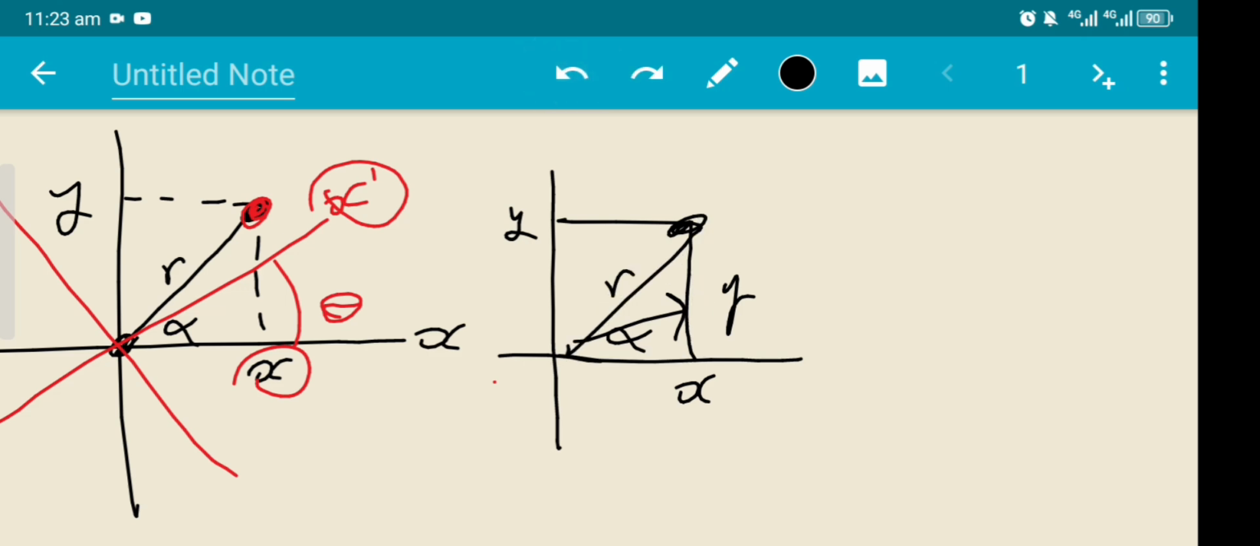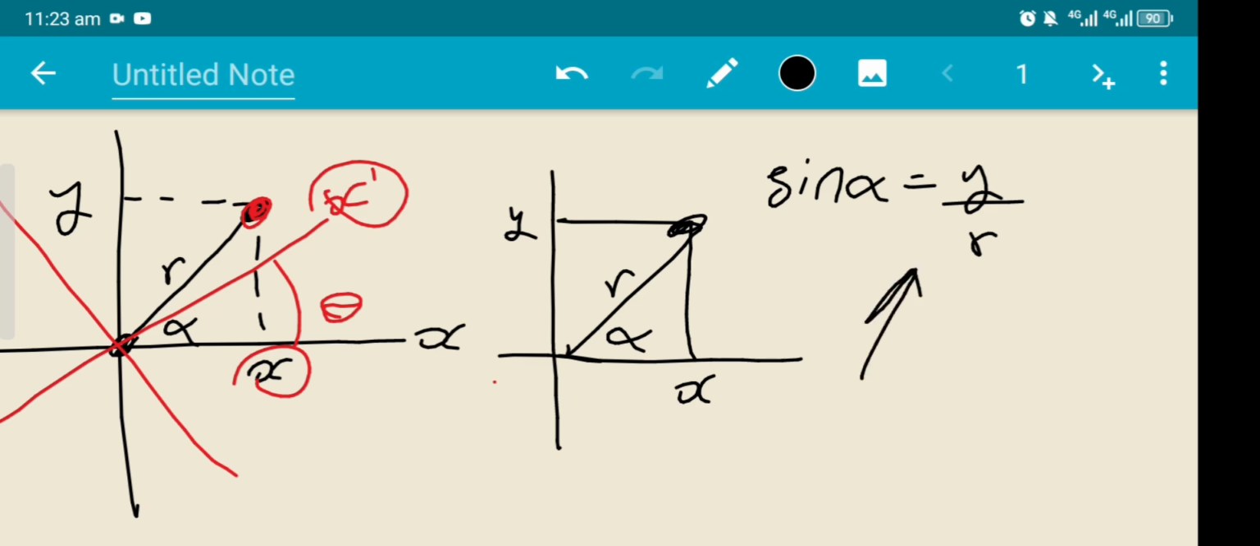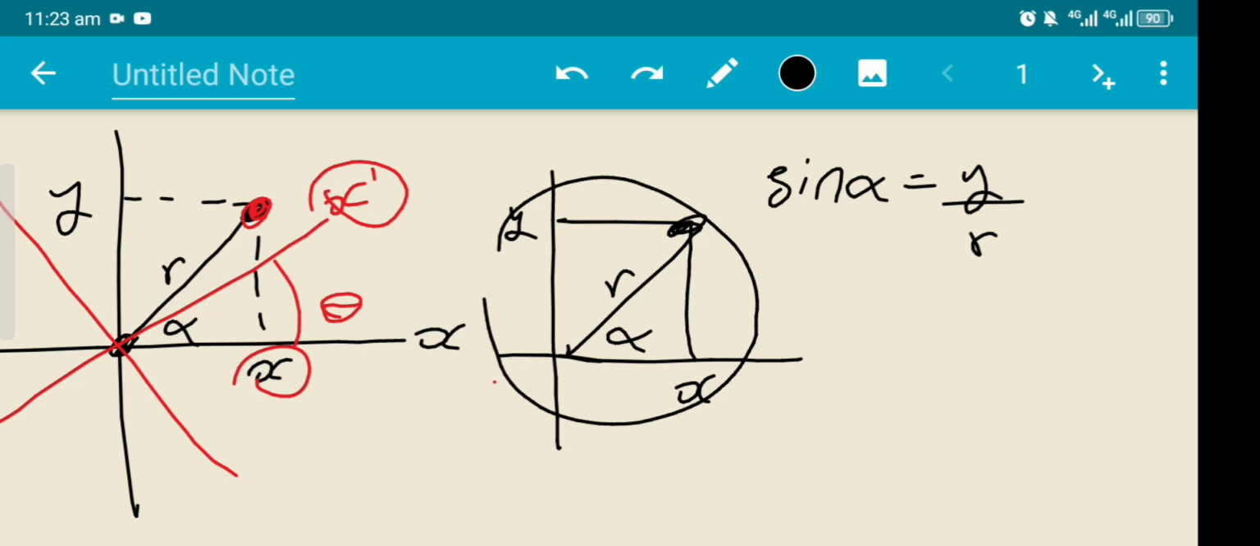To find y, it would be sine theta. Actually, this isn't theta, this is alpha. So sine alpha is equal to the opposite, y, over the hypotenuse, which is r. What we've done here is wrong. Why is it wrong? Because remember, I just had to take this out to give a clear picture of whatever it is that we're doing.